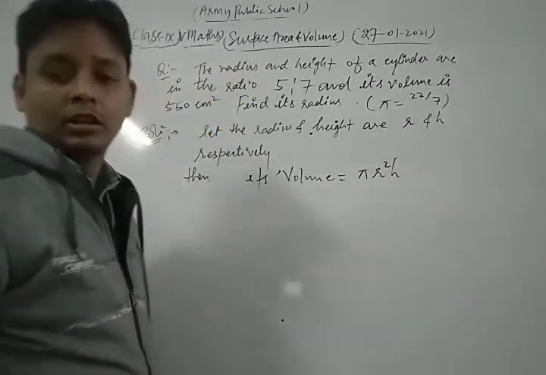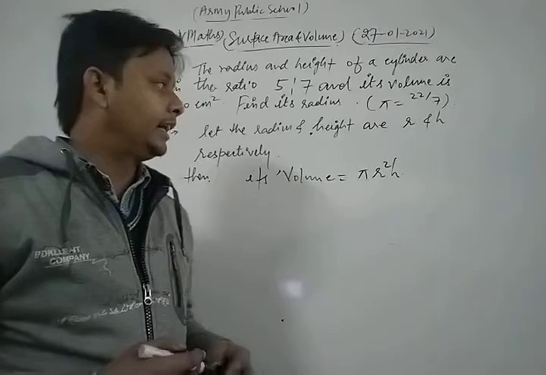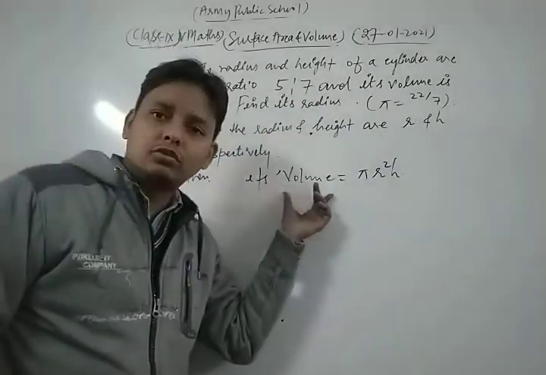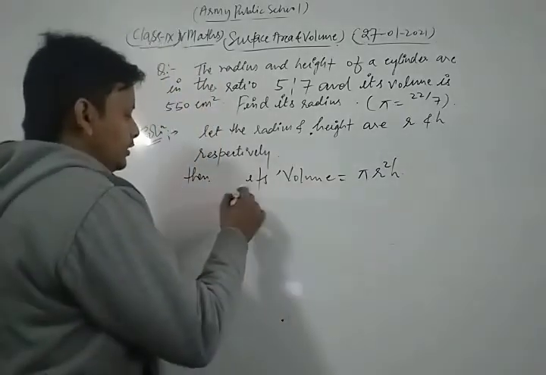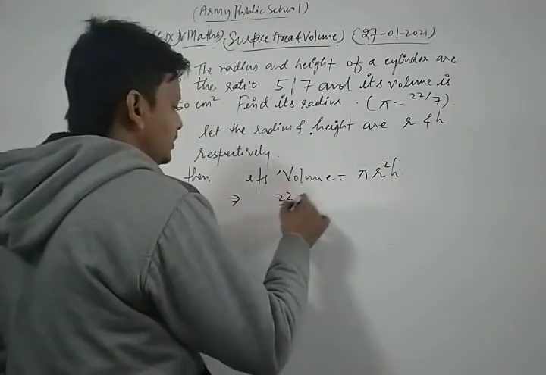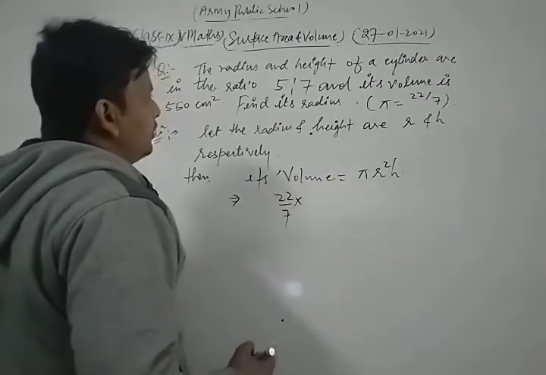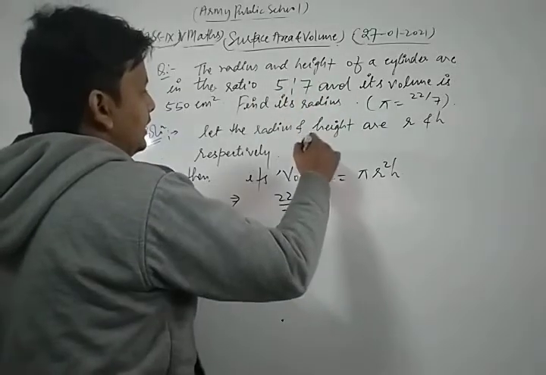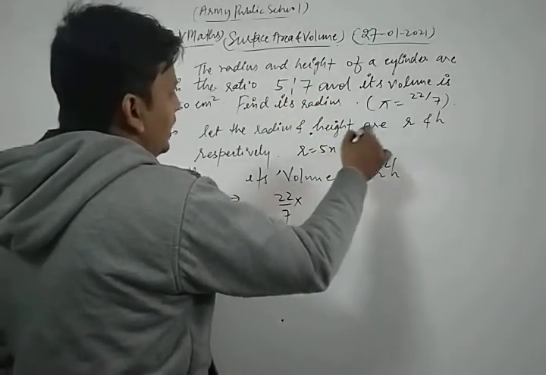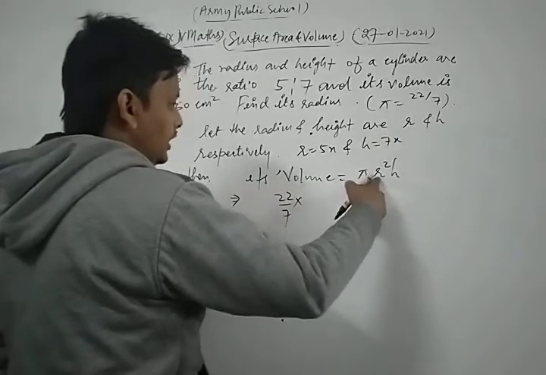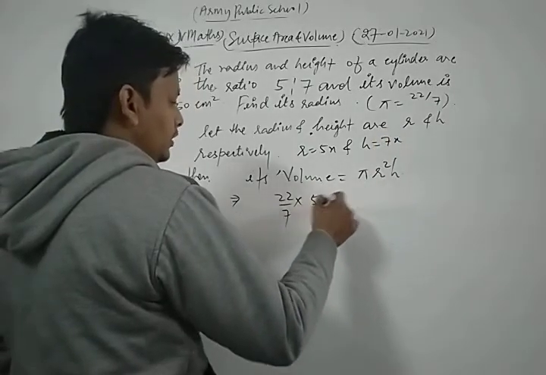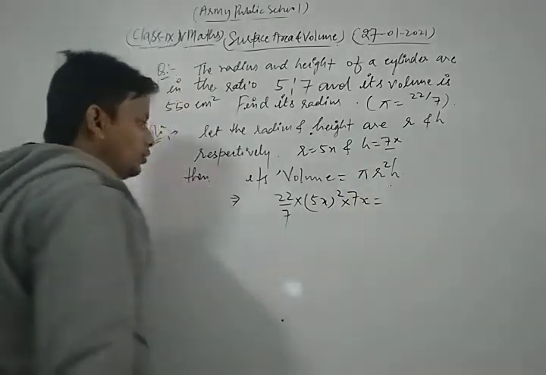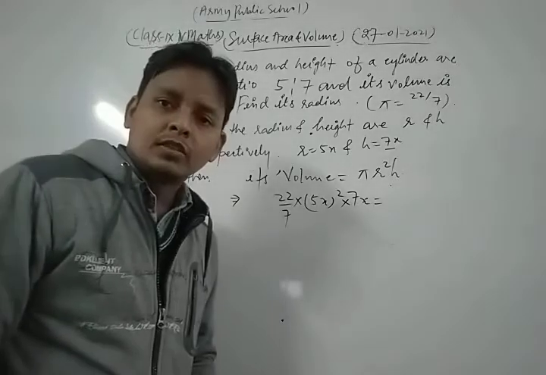This is the formula for the volume of the cylinder, and in that question volume is given as 550. Now here we put the value of its volume. So we get the value of pi 22/7 into r square. Here r is the radius and height, let r be 5x and height be 7x respectively. So r square, 5x square into 7x is equal to the volume, 550.